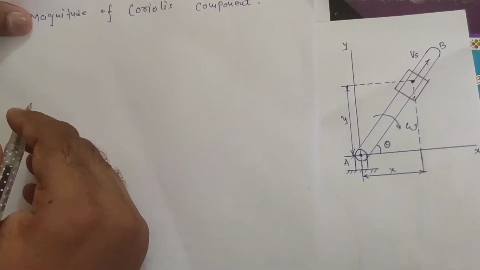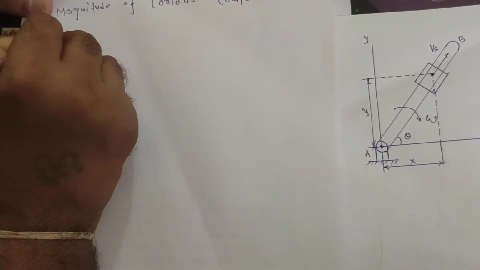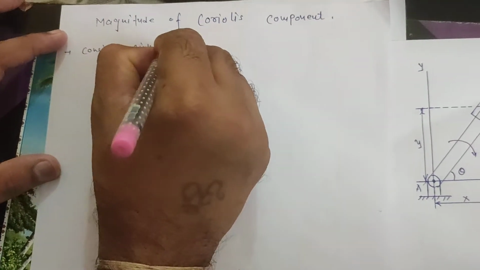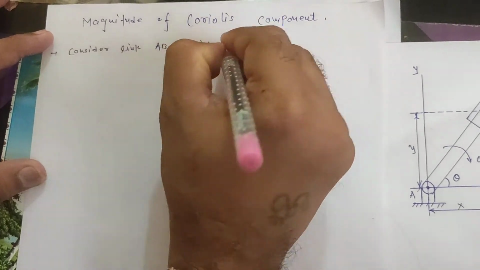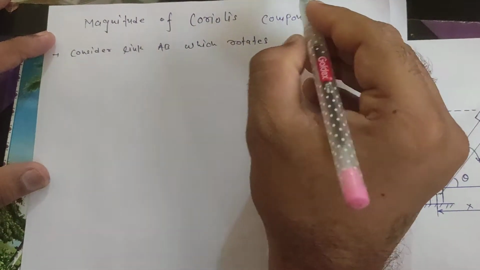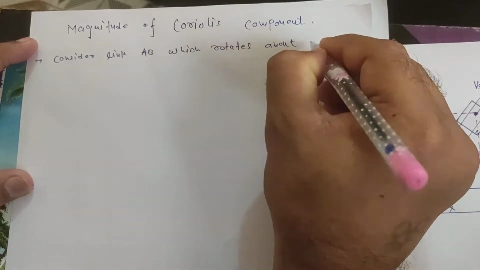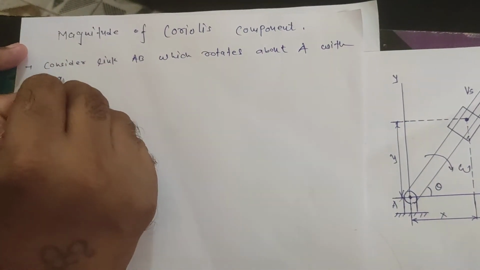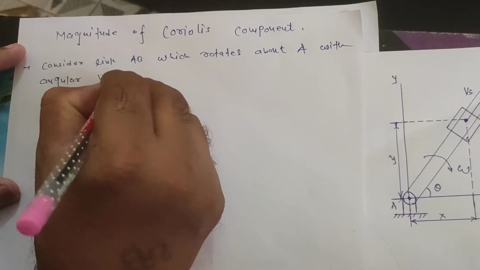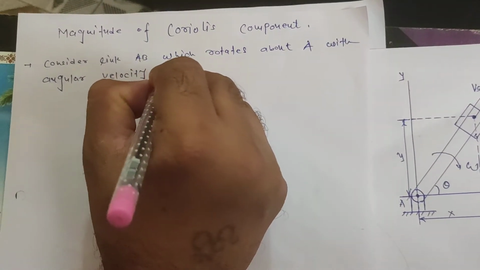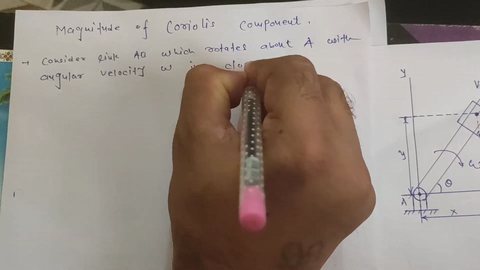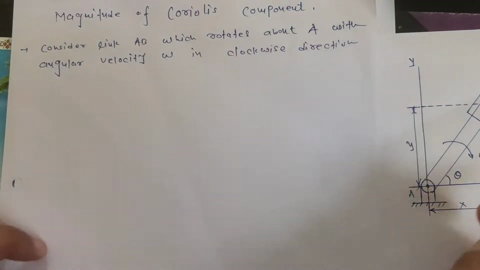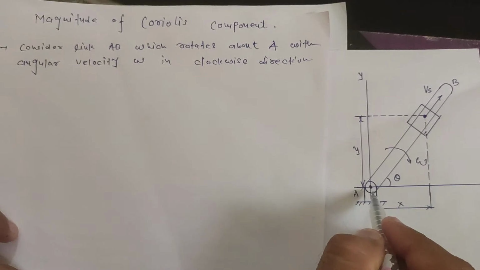So here we have to write down the point: consider link AB which rotates about A with angular velocity omega in clockwise direction, as shown in the figure. AB moves in a clockwise direction about a fixed point A.